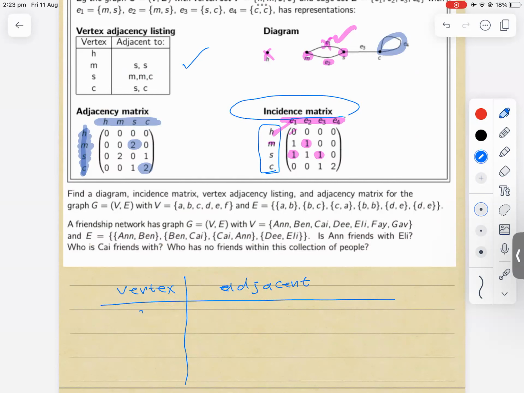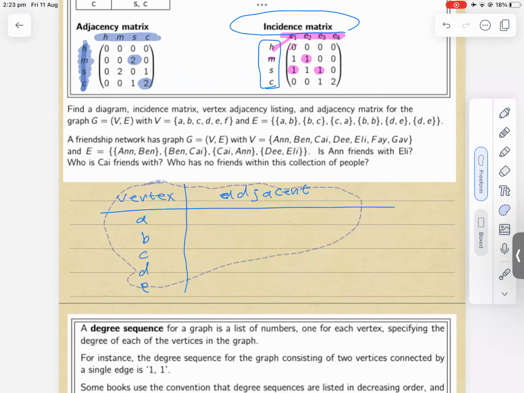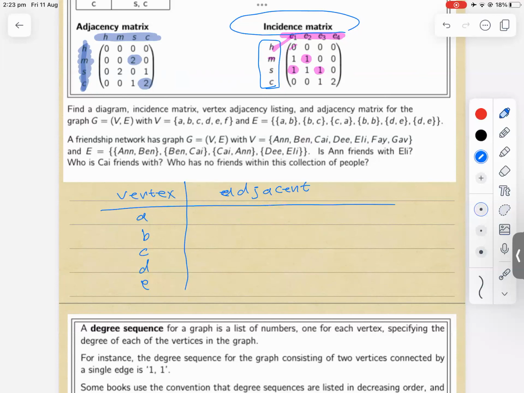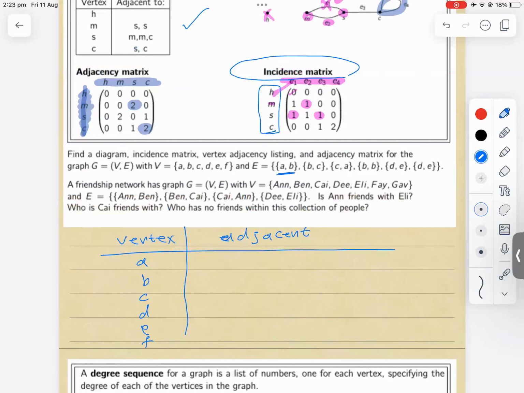So A, B, C, D, E, F. A is connected to this guy, so it has B. A is also connected to C, so it has C. B has A, B, C. C has A, B.